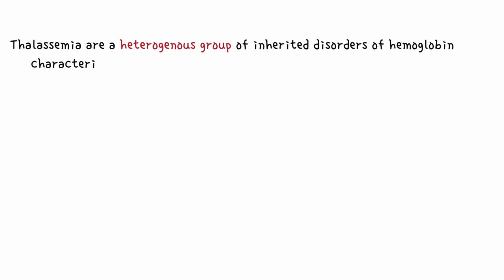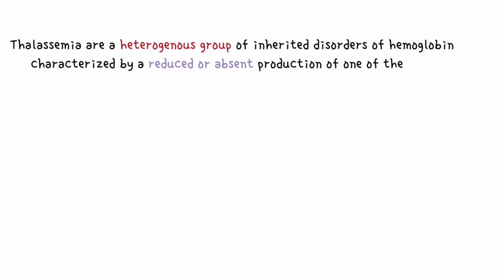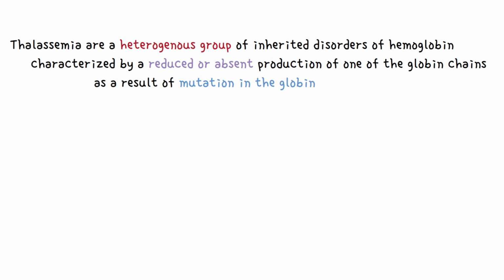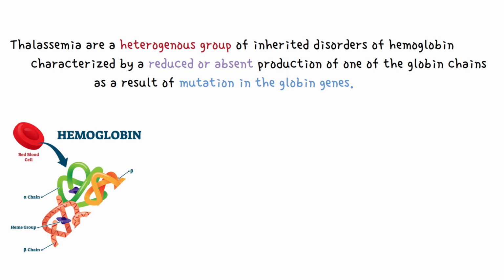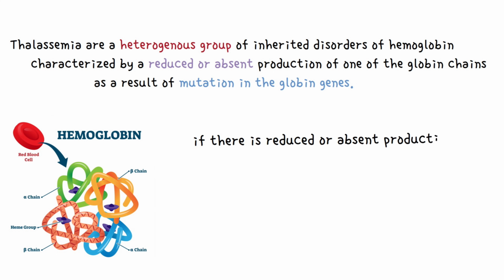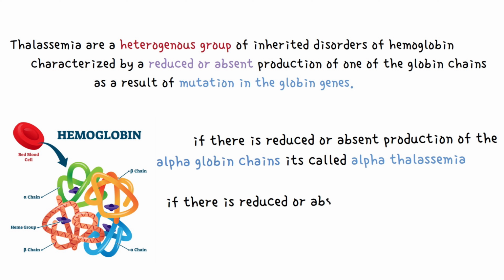By definition, thalassemias are a heterogeneous group of inherited disorders of hemoglobin characterized by reduced or absent production of one of the globin chains as a result of mutation in the globin genes. If there is reduced or absent production of the alpha globin chains, it is called alpha thalassemia. If there is reduced or absent production of the beta globin chains, it is called beta thalassemia.